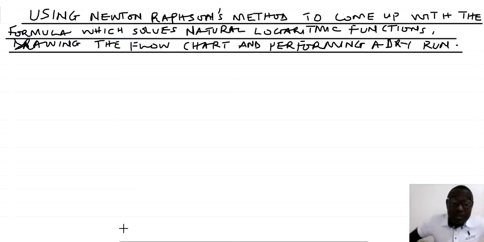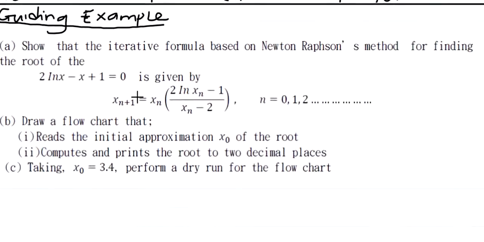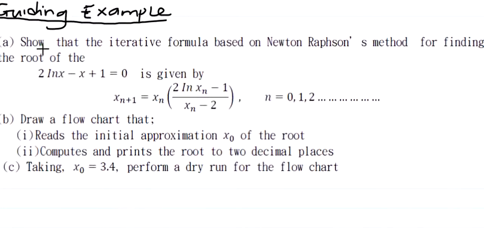Alright, using Newton-Raphson's method to come up with the formula which solves natural logarithmic functions. After that, we shall draw the flowchart and perform a dry run. We need to have a guiding example. So our guiding example is right here. Show that the iterative formula based on Newton-Raphson's method for finding the root of the equation, this here, is given by this. So we are going to use Newton-Raphson's formula first.